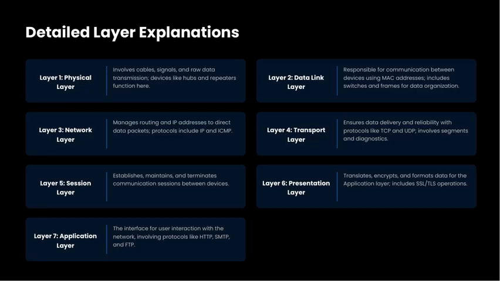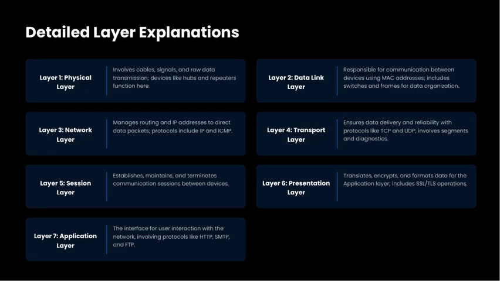Moving up, we reach the data link layer. This layer is responsible for communication between devices on the same network. It uses MAC addresses to identify each device uniquely. Here, switches come into play. They direct data packets to the correct destination based on these addresses. Also, we have frames, which are packets of data organized in a way that makes error detection and correction possible. This layer ensures that data gets from one device to another reliably within a local environment.